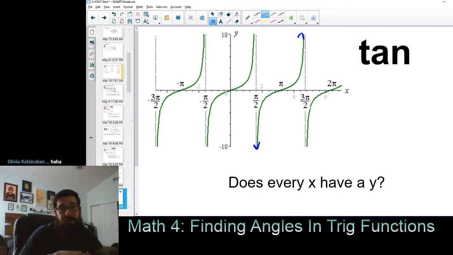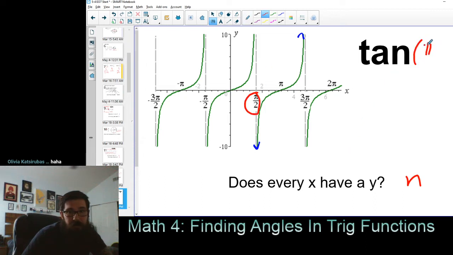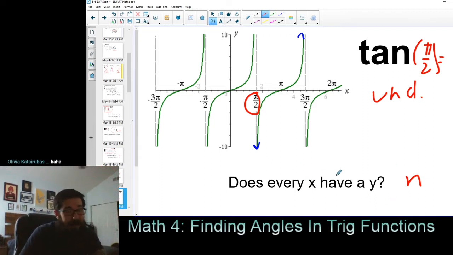We're going to go through all 6 trig functions here, but we'll pick up the pace a little bit. Tangent. Here's a graph of this. Does every x value have a y? No. What if I go to pi over 2? If I ask for tangent of pi over 2, what would we say? If we think on our unit circle, we're going straight vertical. That's going to be 1 divided by 0. This is undefined. So does every x have a y? No, it doesn't.